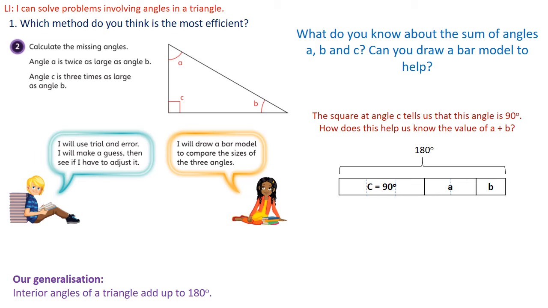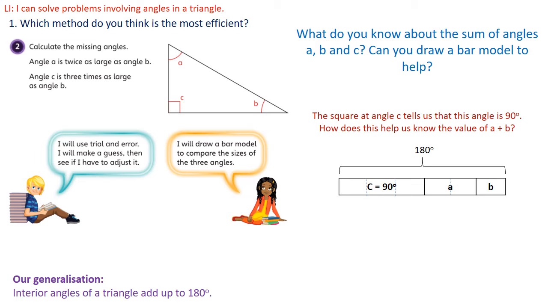This time, this question is a bit different. It's asking us which method we think is the most efficient. Calculate the missing angles. Angle A is twice as large as angle B.